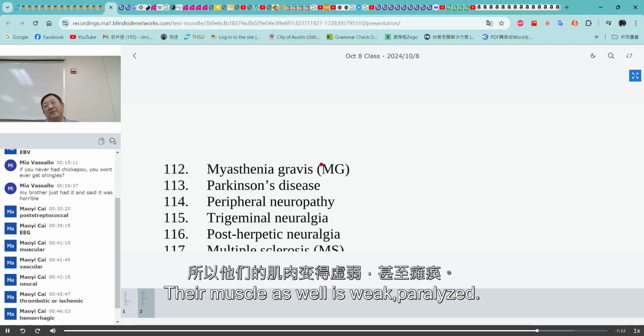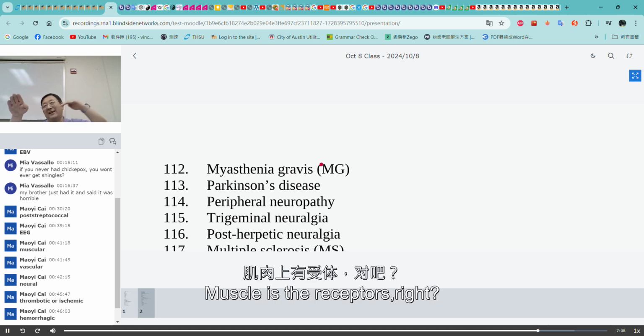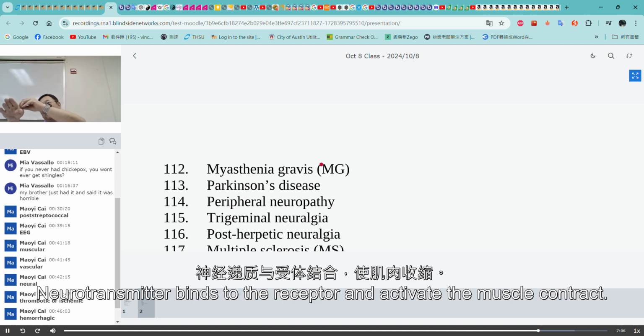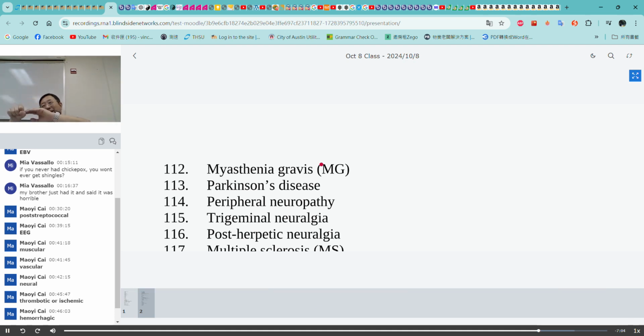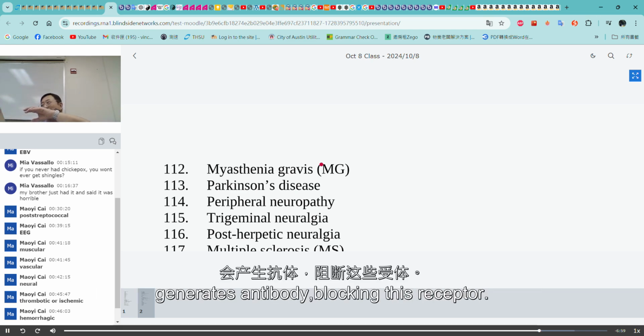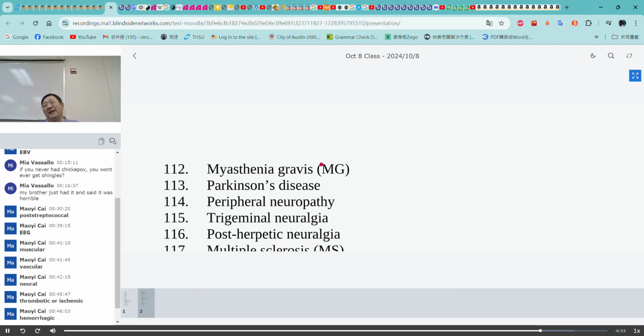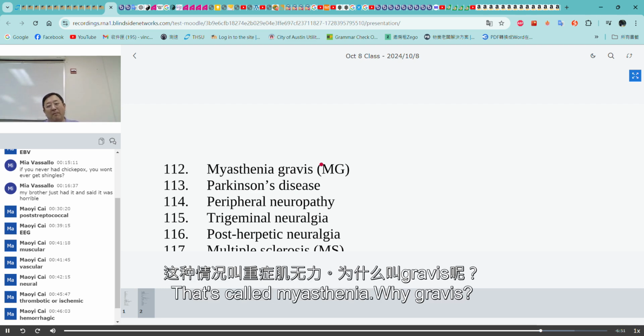Would you please repeat that? Yeah. Nerve controls the muscle. The muscle has the receptors, right? The neurotransmitter binds to the receptor and activates the muscle to contract. But now you have an autoimmune disease, and the immune system generates antibody blocking this receptor, so the neurotransmitter cannot bind to it. The muscle is paralyzed. So that's called myasthenia gravis.